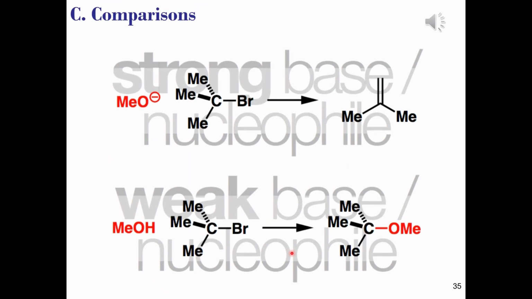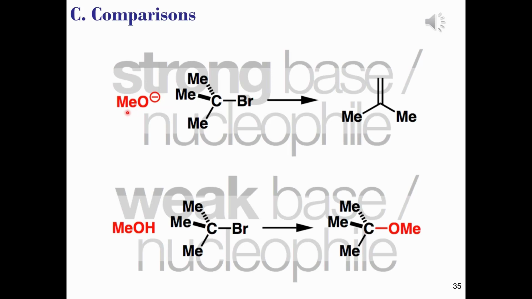Here are two different sets of reactions. They both involve a tertiary alkyl halide, but what's different here is the base or the nucleophile. Now, in the first instance, the methoxide anion is a strong base. It's also a strong nucleophile. Now let's think about its conjugate acid for a moment. So the conjugate acid of methoxide is methanol, and this has a high pKa value.